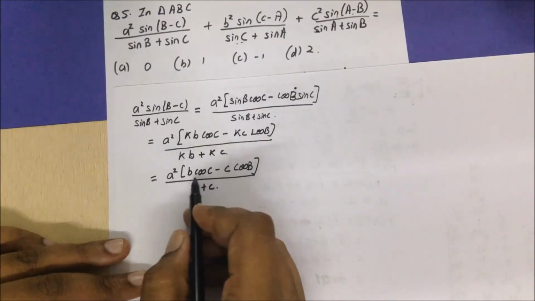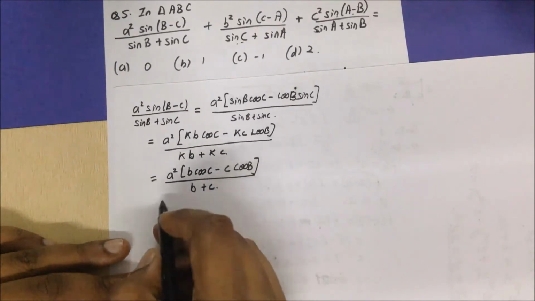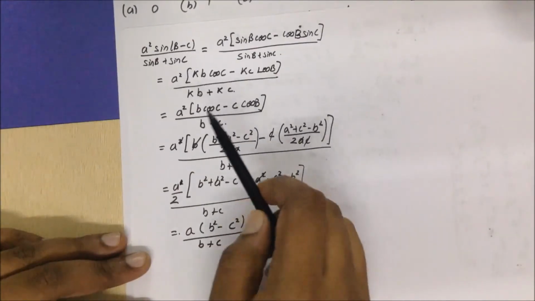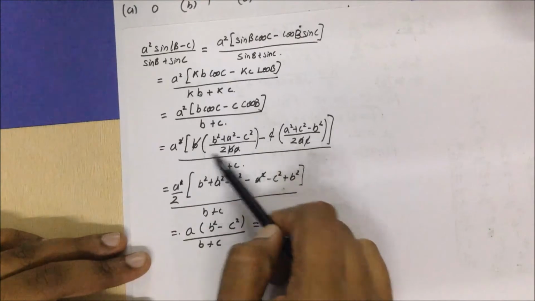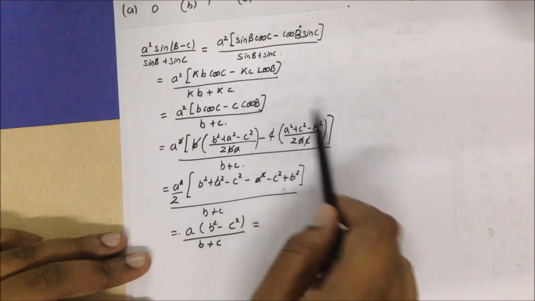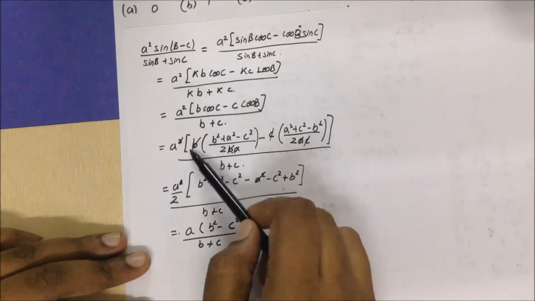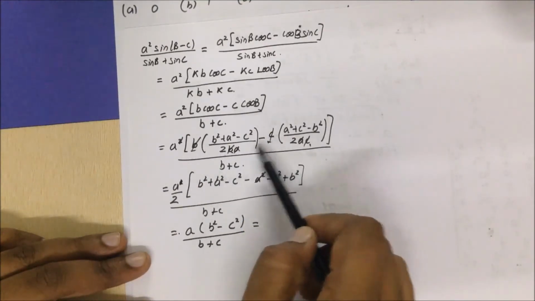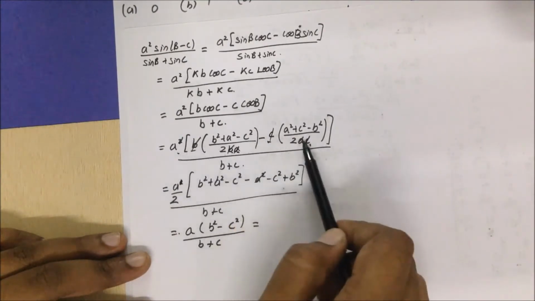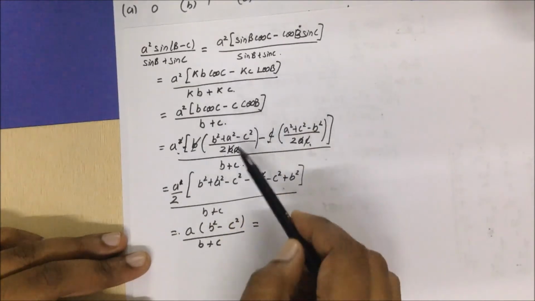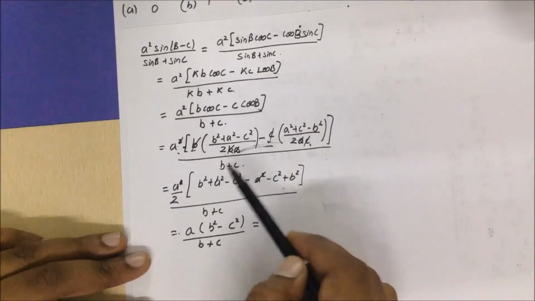So next what you can do is you can replace your cos c by the cosine rule. So what you have done is you have replaced your cos c by the cosine rule formula and cos b by the same cosine rule formula. What you can see is your b gets cancelled, your c gets cancelled, and then the a gets cancelled with the a outside because it's common for both the terms.